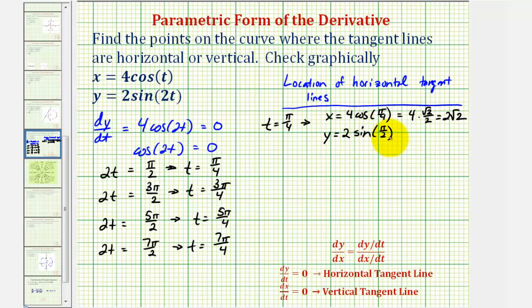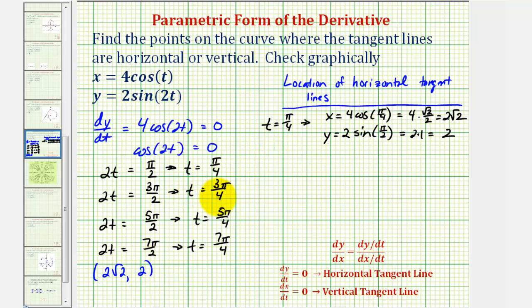And then y equals 2 sine pi/2. Well, sine pi/2 is equal to 1. So we have 2 times 1 equals 2. So one point where we have a horizontal tangent line would have an x-coordinate of 2 square root 2 and a y-coordinate of positive 2.